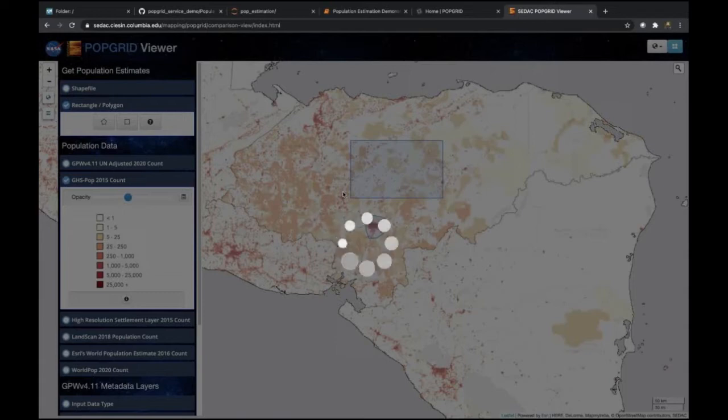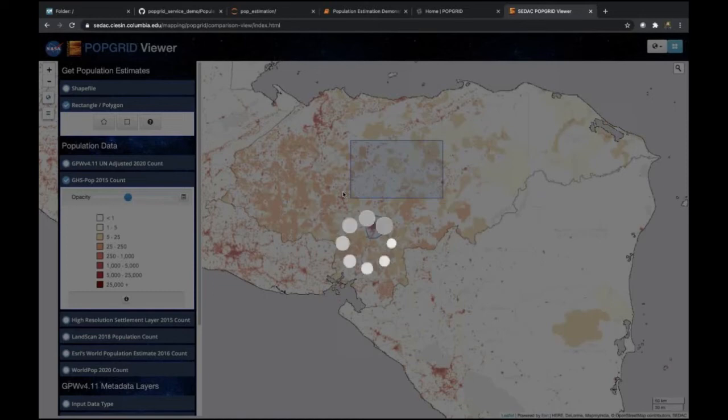The first is that a number of the data sets are using the same census data inputs. That is, specifically the data inputs used for gridded population in the world, GPW, are used in the HRSL and the GHS POP data set and the World Pop data set.